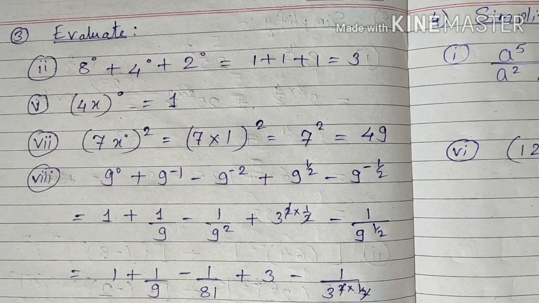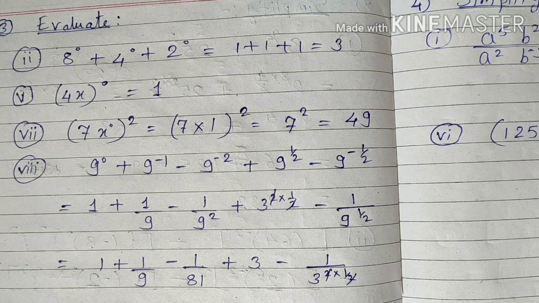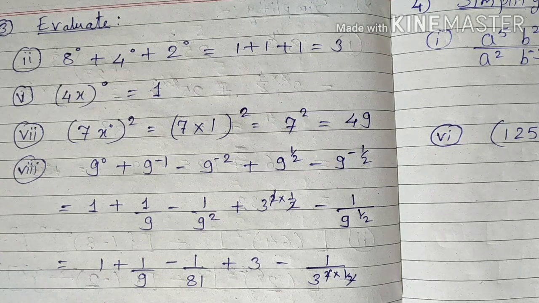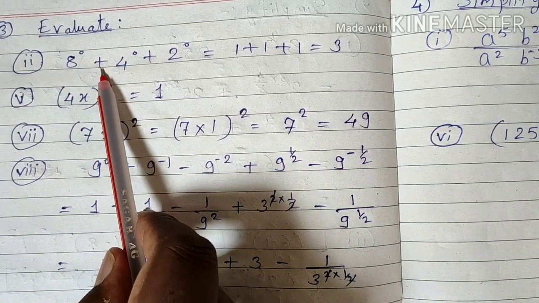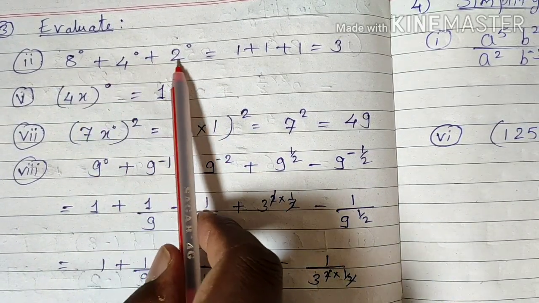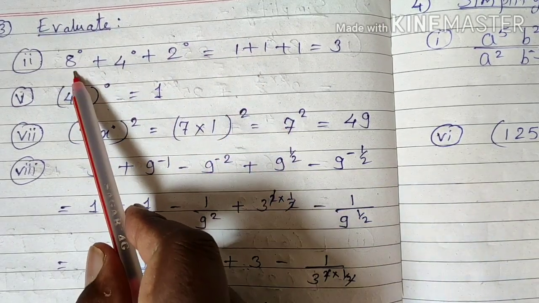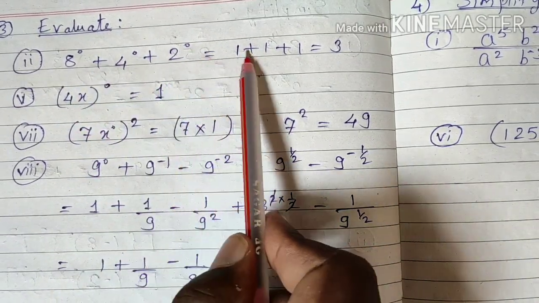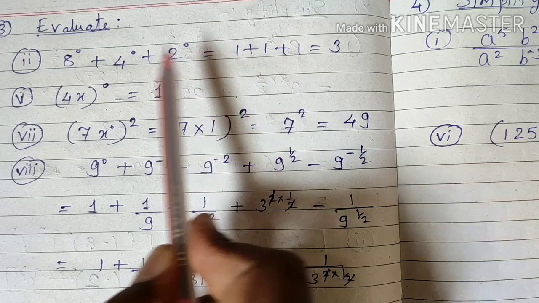Next is question number 3. Evaluate. In that, 8 raised to 0 plus 4 raised to 0 plus 2 raised to 0. We know that anything raised to 0 is 1. So 1 plus 1 plus 1 gives us 3.